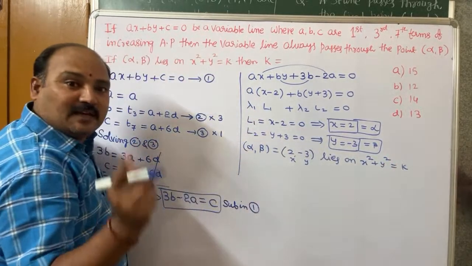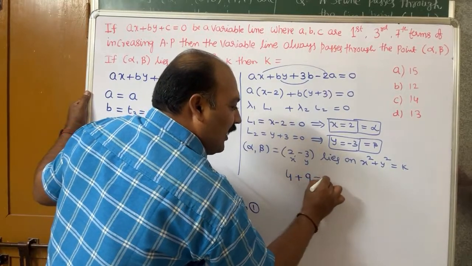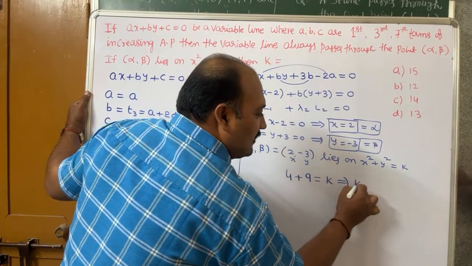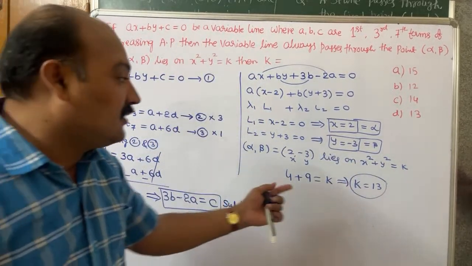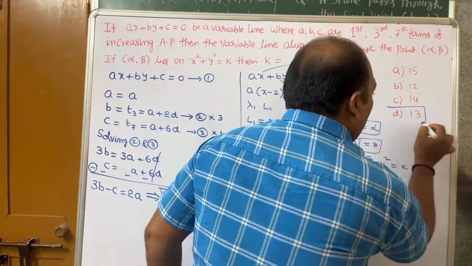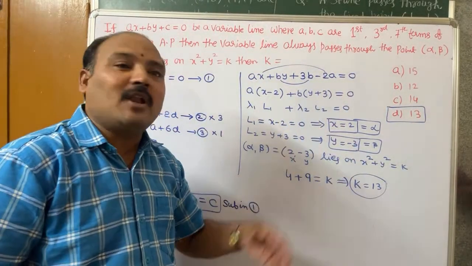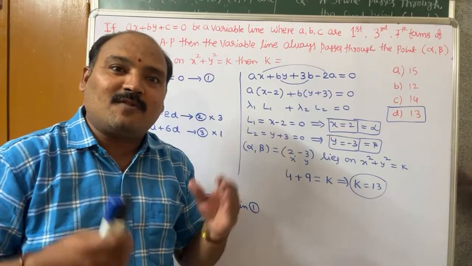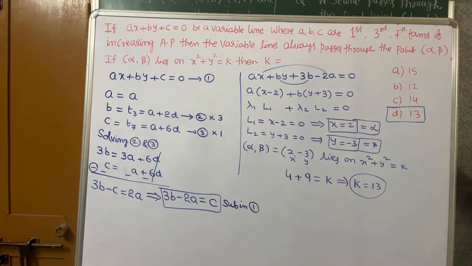Therefore, wherever x comma y is there, 2 square plus minus 3 square, 9, equal to k. That implies k equal to 13. So the value of k is 13. It is there in the fourth option, dear students. This question is also related to family of straight lines, or family of concurrent lines. I'll move to another question. I hope everyone understands.